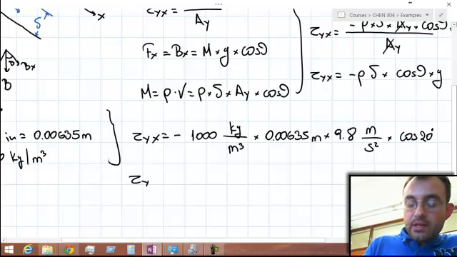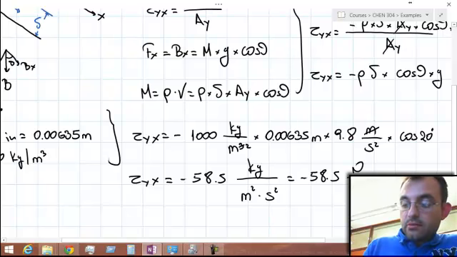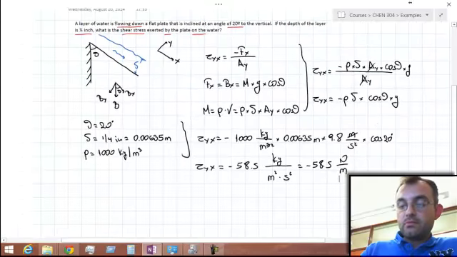If I do the math, this one is equal to 58.5 kilos, forgot to count the units, square meter times square second. I can combine the units to Newton per square meter. So this is it.